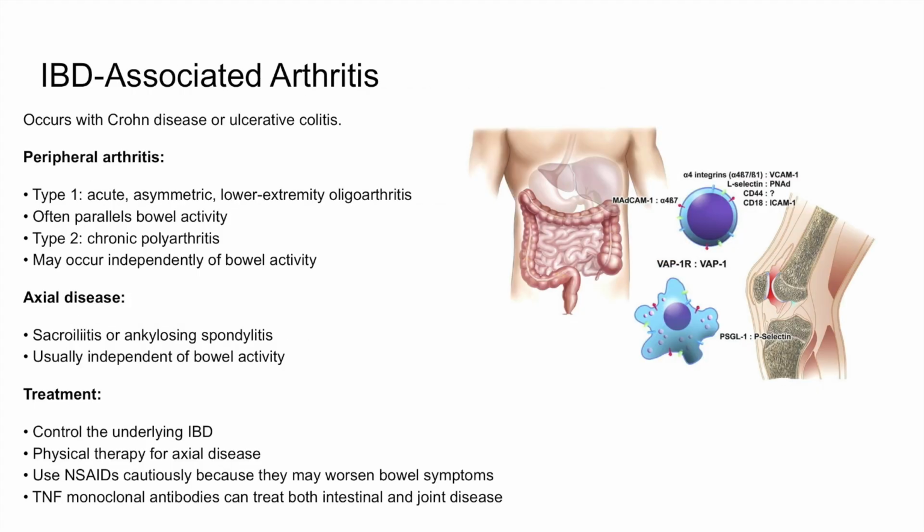All right, so both Crohn's disease and ulcerative colitis can be associated with peripheral or axial arthritis. Type 1 peripheral disease is an acute asymmetric oligoarthritis of the lower extremities that usually parallels intestinal activity. Type 2 is a more chronic polyarthritis that may continue independently of bowel symptoms. Axial disease includes sacroiliitis and ankylosing spondylitis and also tends to behave independently of intestinal activity. And then management includes controlling the underlying IBD and using physical therapy for axial disease. NSAIDs must be used cautiously, while selected monoclonal TNF inhibitors can treat both the intestinal and joint manifestations.